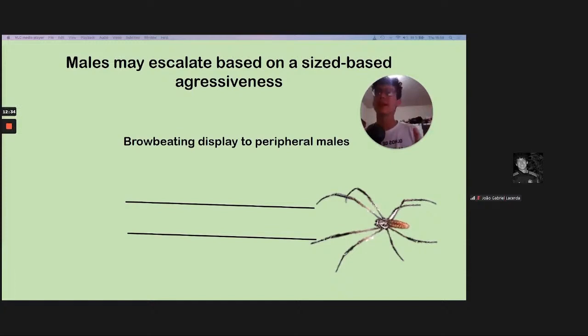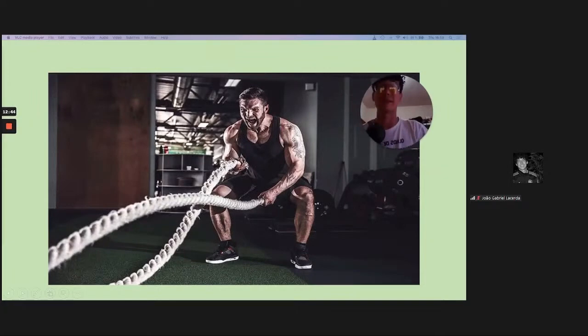This explanation seems a little curious, but believe me, there is support for that in another species. You just have to go to a CrossFit club and you can find support for that.